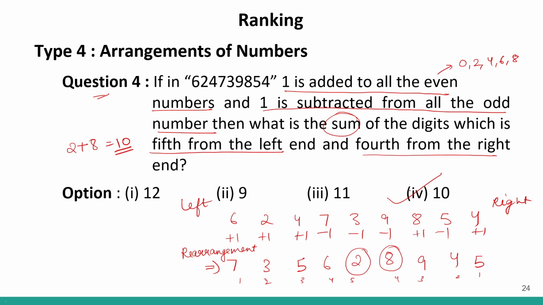Okay. So you can see whenever you get an arrangement of numbers, basically you have to deal with numbers. Based on these numbers, certain instructions are given to us. In the instruction, we got 2 instructions. First was adding 1 to all the even numbers. Second was subtracting 1 from all the odd numbers. So based on those instructions, we found a rearrangement, and based on this rearrangement, we answered the question. Clear?